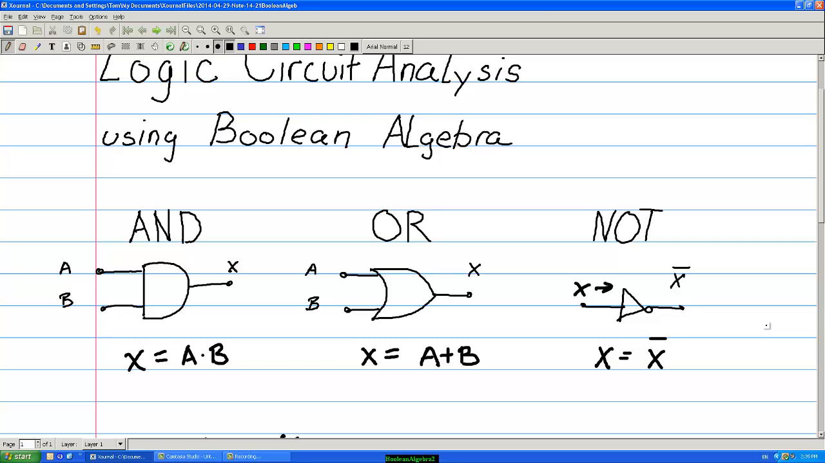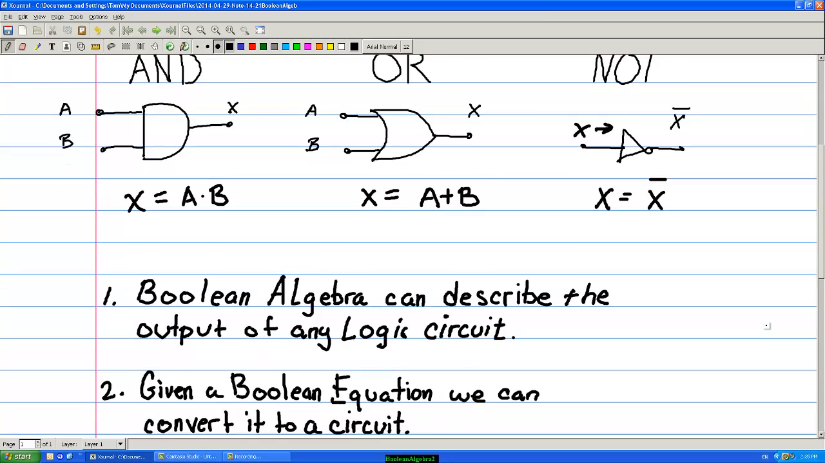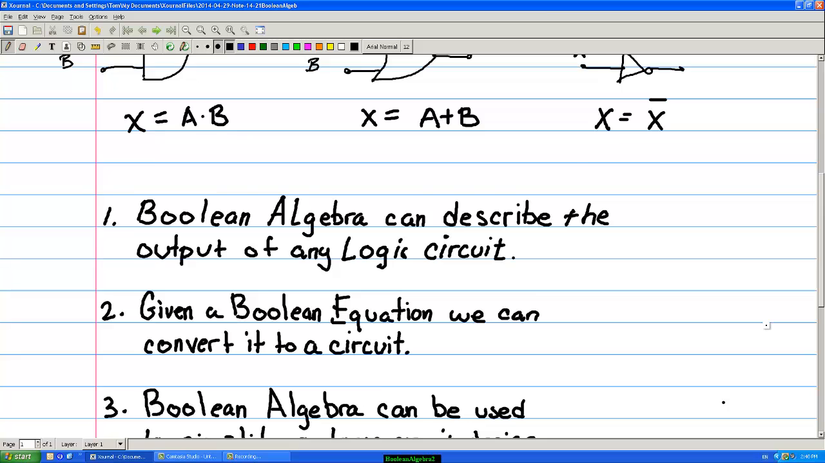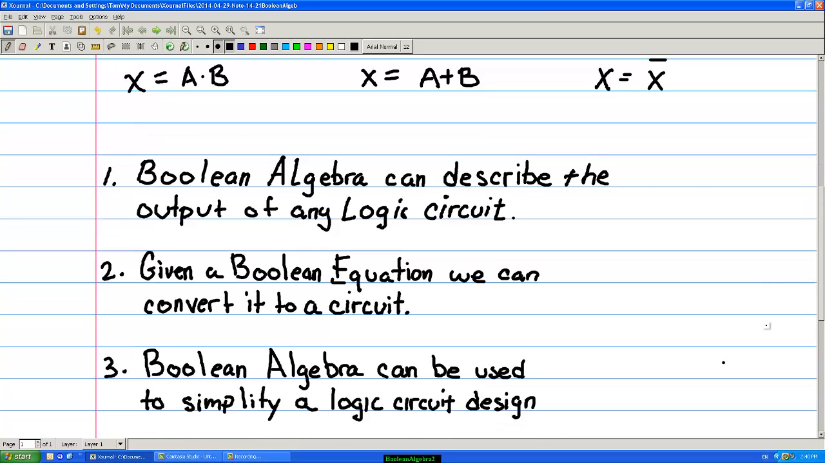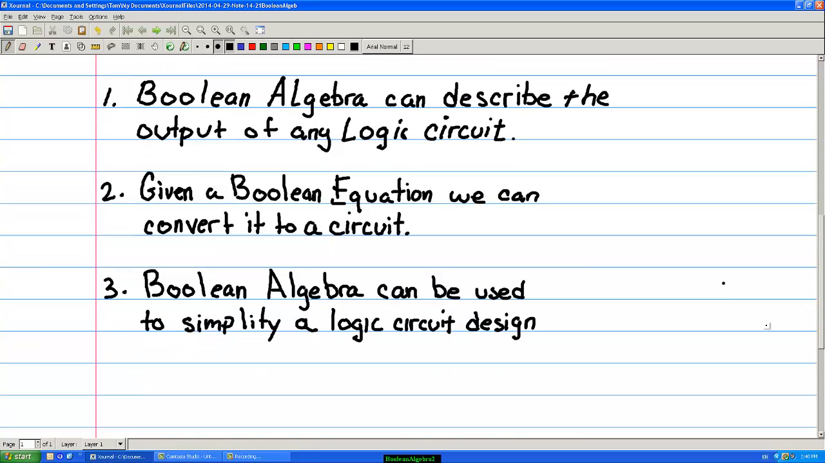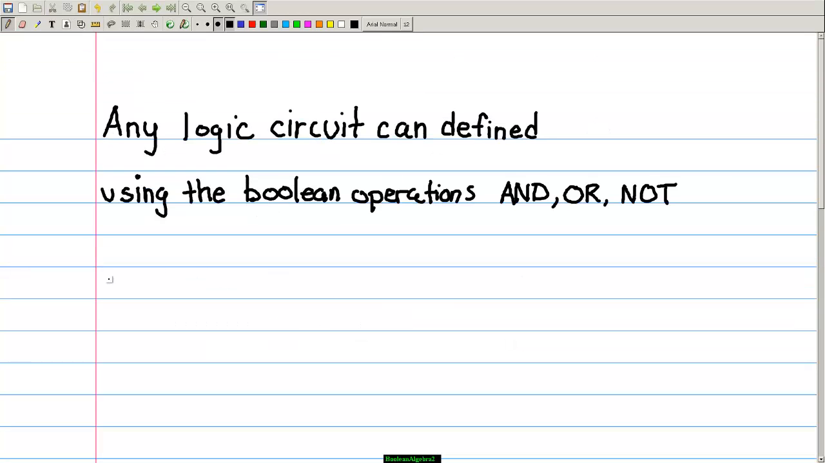In this video, we're going to build on this information, and we're going to show how Boolean algebra can be used to describe the output of any logic circuit. Given a Boolean equation, we can convert it to a circuit. And Boolean algebra can be used to simplify a logic circuit design. So any logic circuit, no matter how complex, can be defined using the Boolean operations of AND, OR, and NOT.